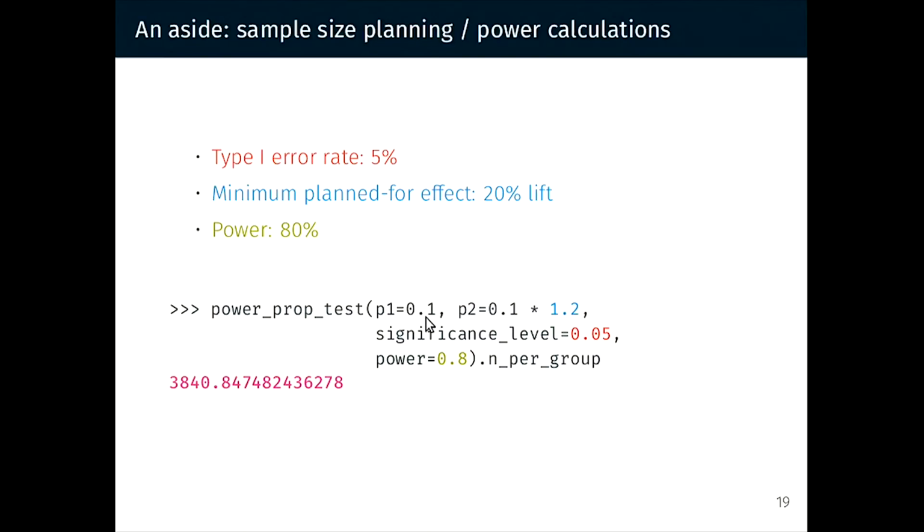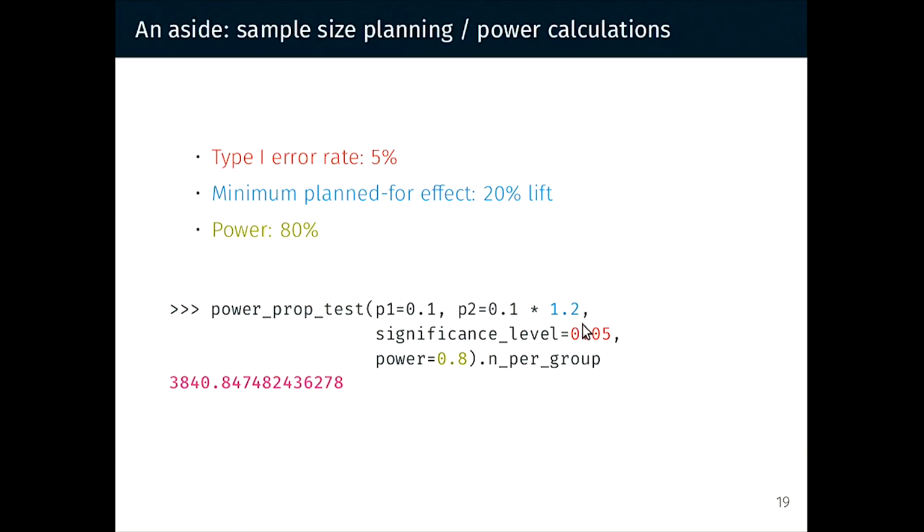But this 0.1 here, that's the conversion rate, or the rate of people going on to complete a purchase in the control group. That's actually not one of the three numbers that we talked about. That's something you should estimate from historical data. It doesn't have to be perfect. It should be in the right ballpark. So this is saying if there's a 10% conversion rate in the control treatment, the control bucket, and then my new treatment has 10% times 1.2 conversion rate, so that's my 20% lift.